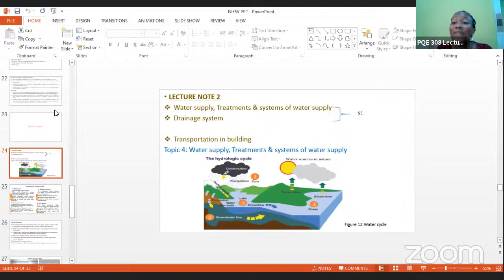There's actually no preferred one. It depends on the building that you are talking about, it depends on the resources that you have, you understand? So there's no preferred. So I can't say this is preferred.